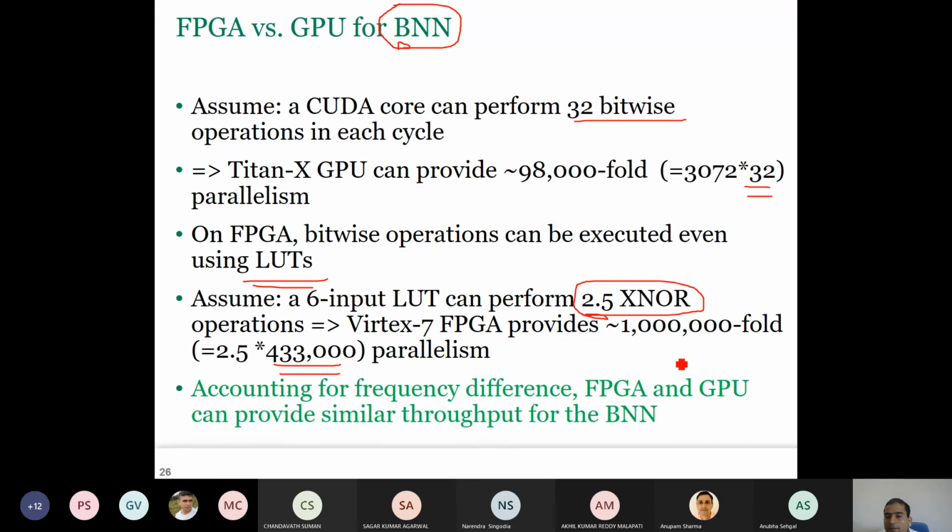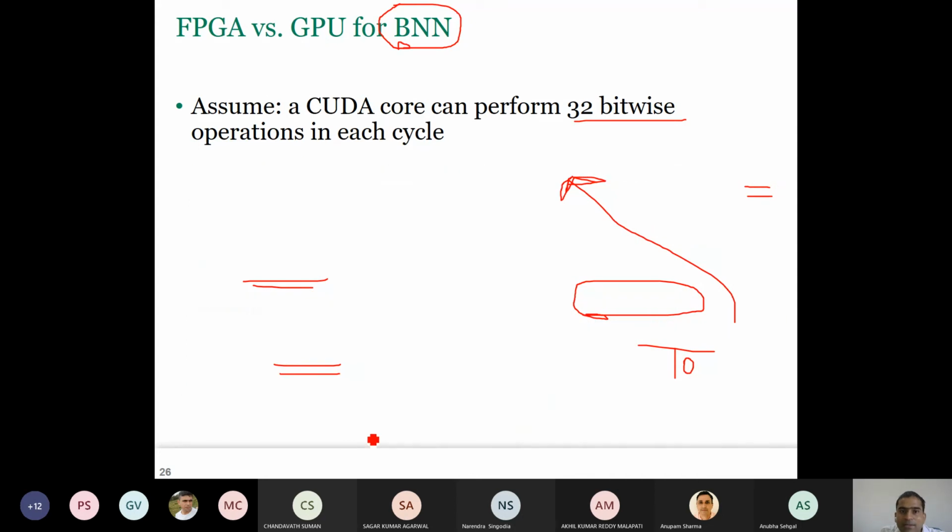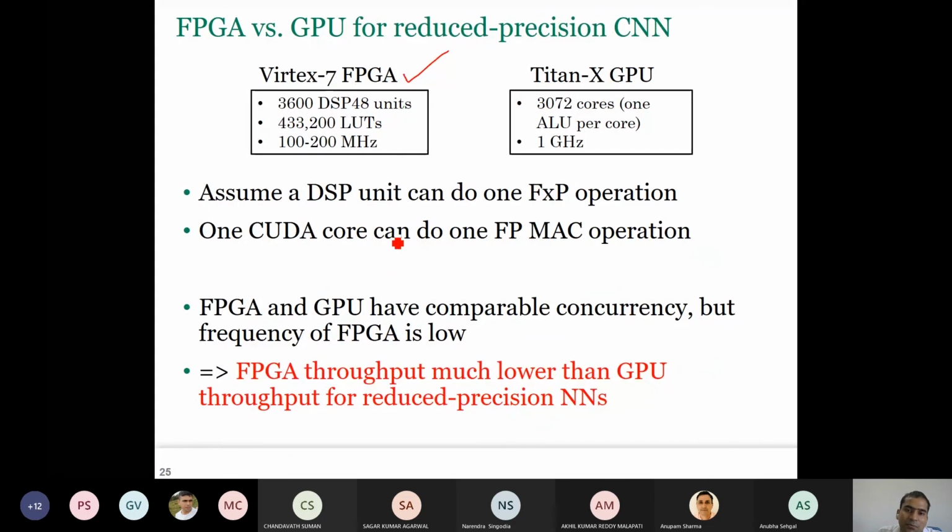So if you account for the frequency difference, because although FPGA has a higher amount of parallelism, it also has 1/10 the frequency. So if you also take into account that the frequency is lower, you divide this number by 10. Once you divide this number by 10, because of the frequency, this number becomes comparable with this number. So this is a very, very simplistic model of FPGA and GPU, through which we have shown that FPGA and GPU can provide similar throughput for the binarized neural network. Whereas for reduced precision, that means even for fixed point neural networks, GPU will definitely provide you higher throughput than FPGA.